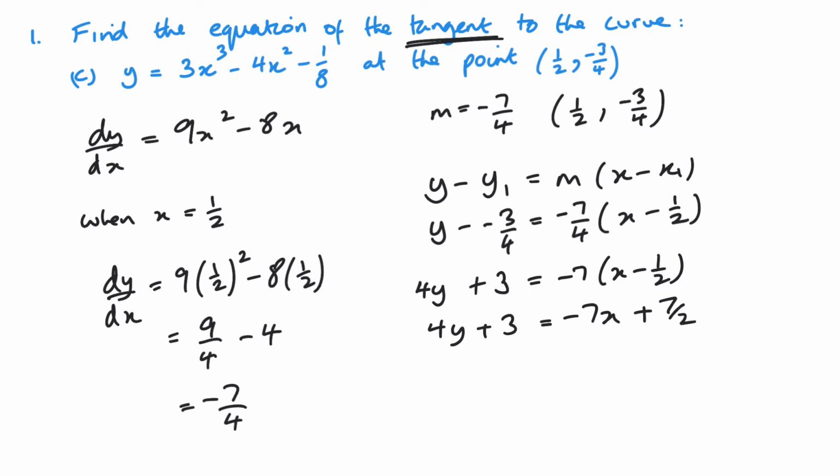So again, I'm just going to multiply by 2. 8y plus 6 equals minus 14x plus 7. Now I'm going to take everything to the left where x will be positive. So we get 14x plus 8y, and when I take away 7, it gives me minus 1 equals 0.